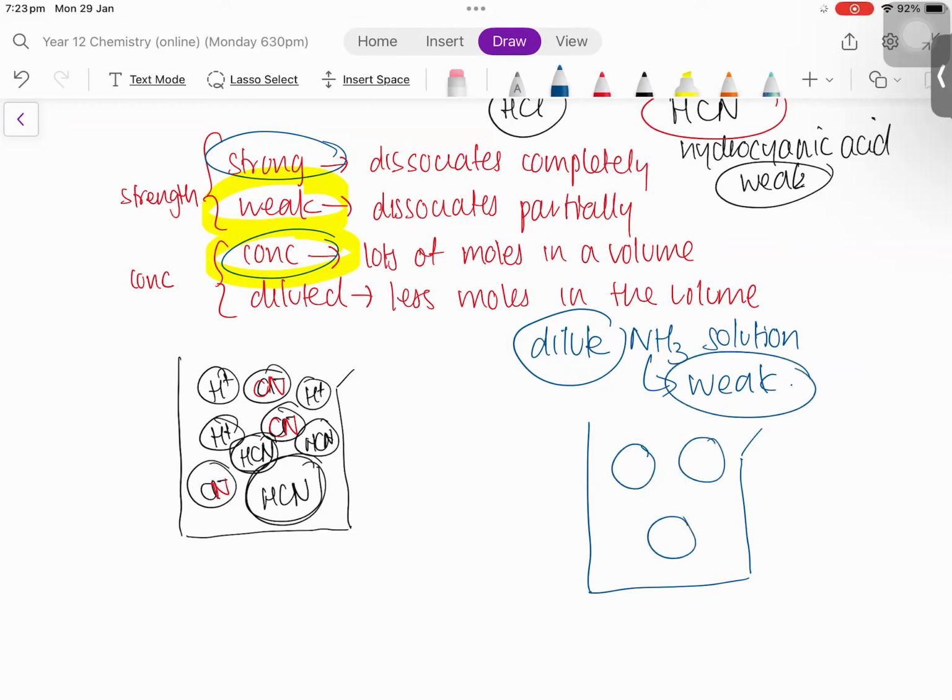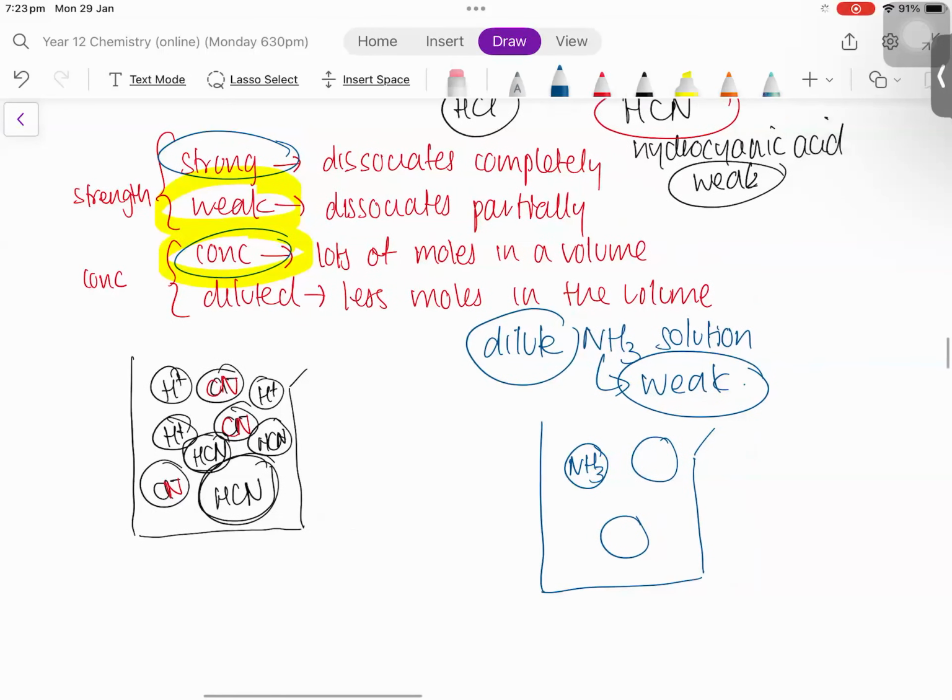And if it's weak, do I only see ions in there or do I see the molecule itself as well? You would see the molecule itself. Good. Because if it's strong, guys, it dissociates completely. You would only see the ions. But because NH3, ammonia, is a weak base, I would recommend writing it in first, just so you don't forget it.